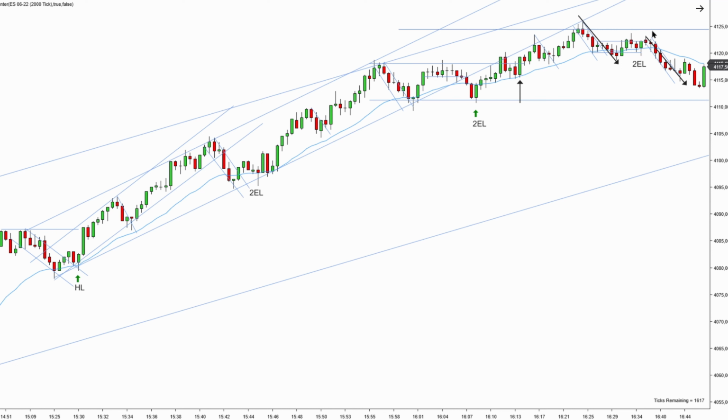I'm looking for this downtrend to be over, so I'm looking for a chance to get in and go long again. So I have a first leg, pull back, second leg.